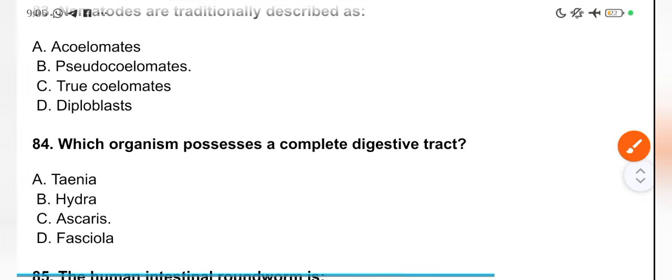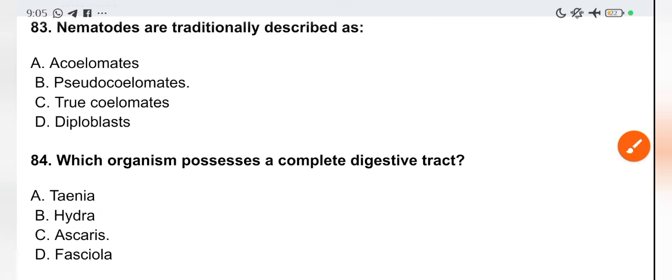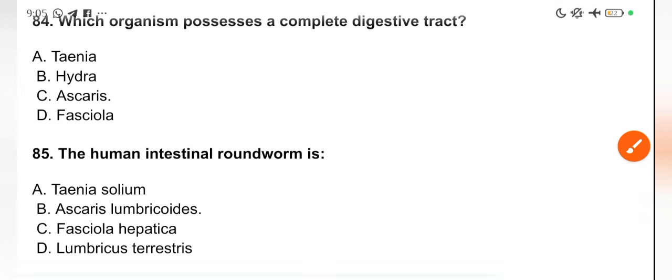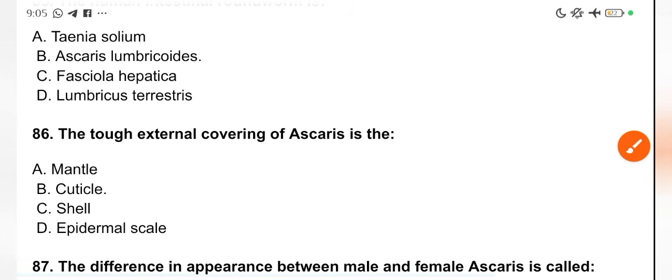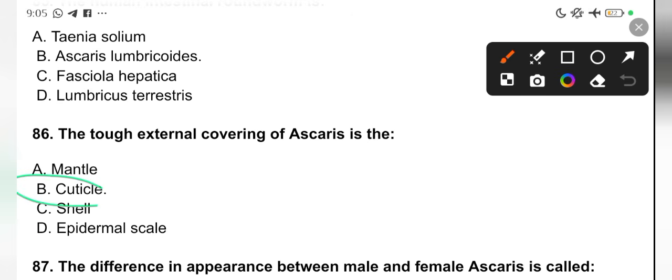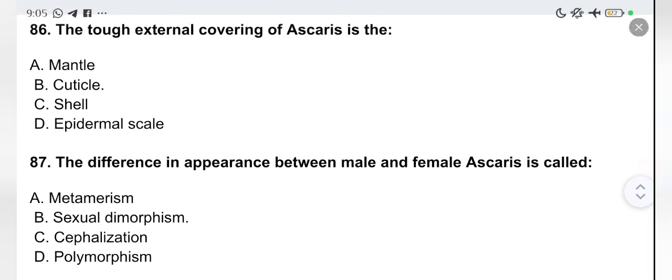Okay. Which organism possesses a complete digestive system? Of course, Ascaris. The human intestinal roundworm is Ascaris lumbricoides. That's what we have. The tough external covering of Ascaris is the cuticle. It's known as the cuticle. The difference in appearance between a male and female Ascaris is sexual dimorphism.